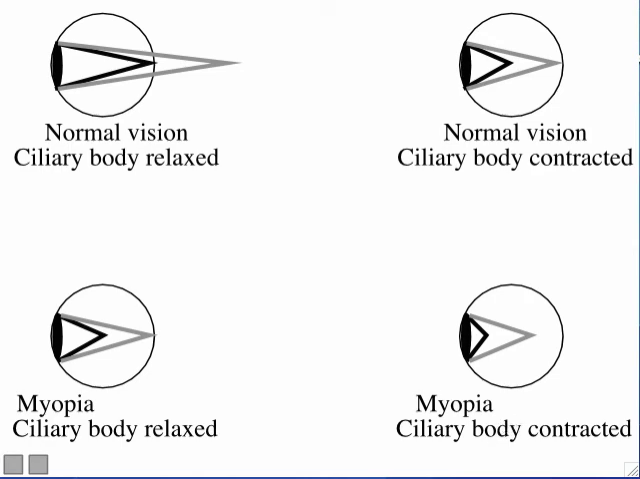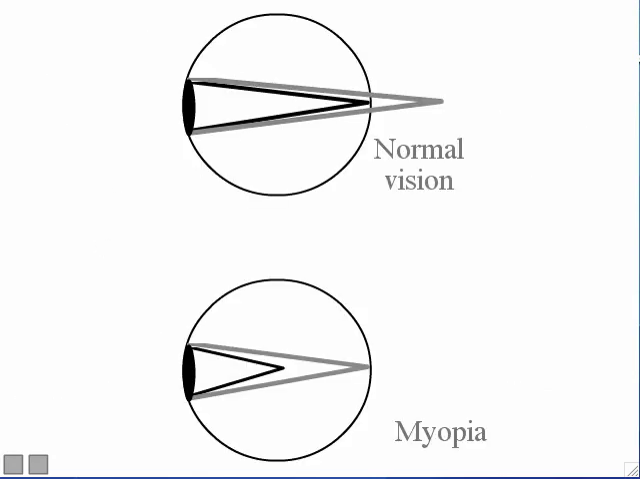Okay, let's talk about corrective lenses for people who have myopia. And again, I'll use the situation where the ciliary body muscles are relaxed to talk about the corrective lenses. So let's imagine the ciliary body muscles are relaxed, and so here's a person with normal vision. The far objects are in focus because their focal point is on the retina, and the near objects are out of focus because their focal point is behind the retina. That's the normal vision situation for a relaxed ciliary body muscle.